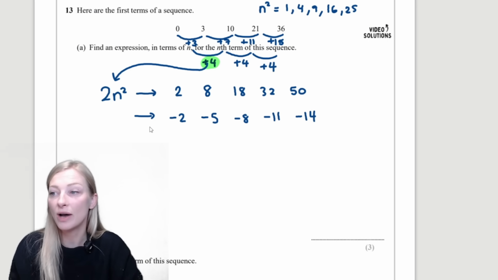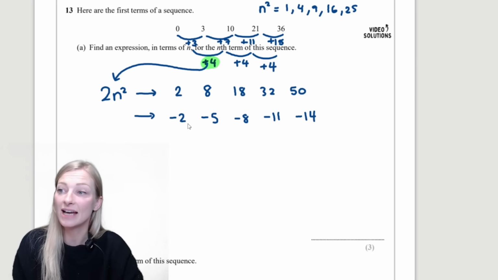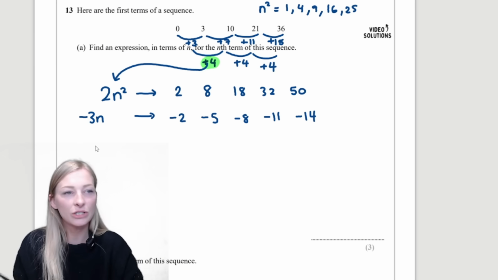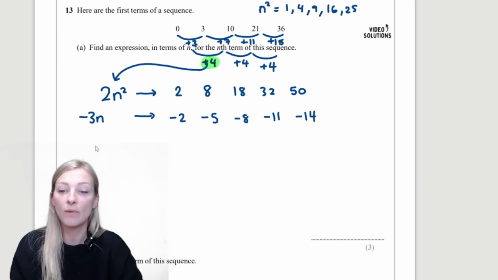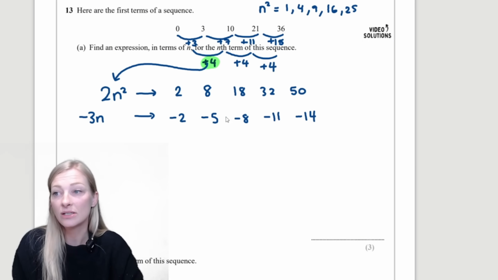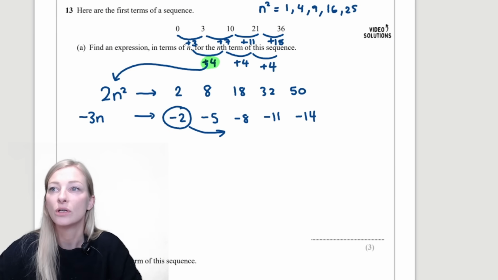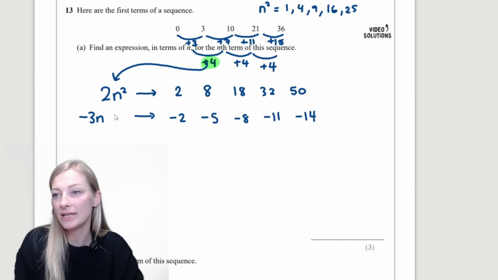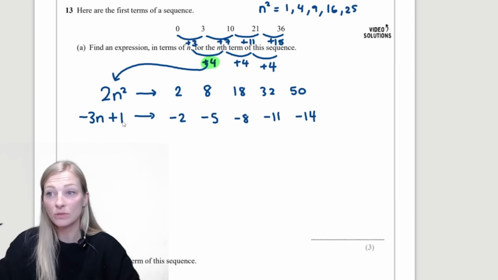Now minus 2, minus 5, minus 8, minus 11, it's going down in threes. And this is a linear nth term. So to work this out, it's going to be minus 3n because we're going down in threes. But the minus 3 times table would start on minus 3. And this sequence that we're trying to work out is starting on minus 2. So that is 1 bigger. So minus 3n add 1 is the nth term of that bottom row.